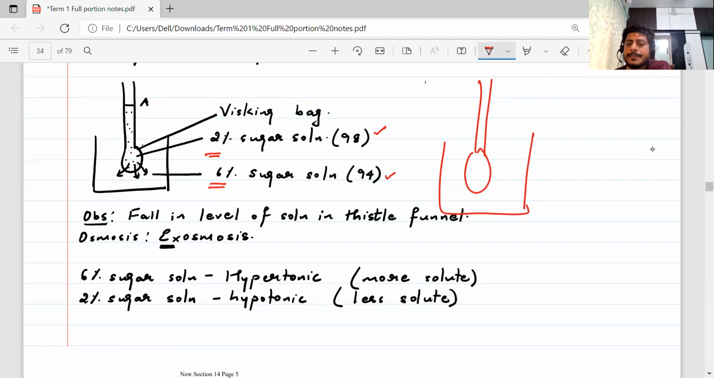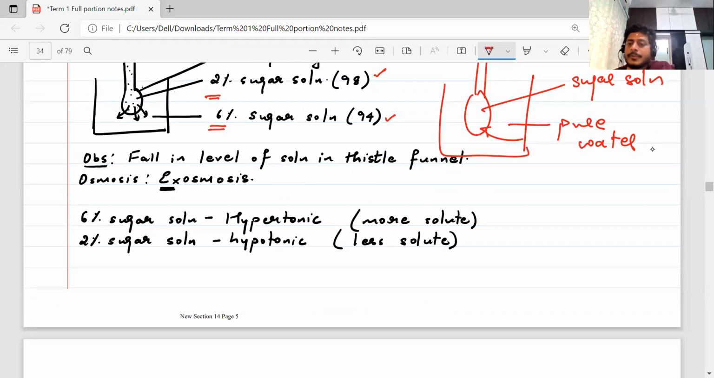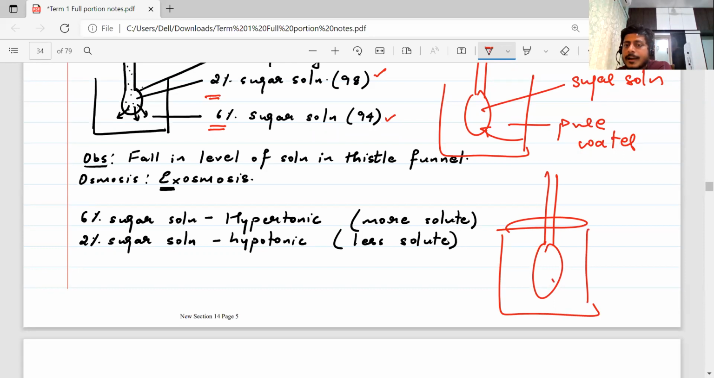यहाँ पे they will put pure water and यहाँ पे they will put खाली sugar solution. तो you have to understand कि sugar solution मतलब पानी कम है तो पानी यहाँ से यहाँ जाएगा, या तो उल्टा कर देंगे. What they will do? They will place pure water in the bag and outside they will place sugar solution. Then they will go from here to here.